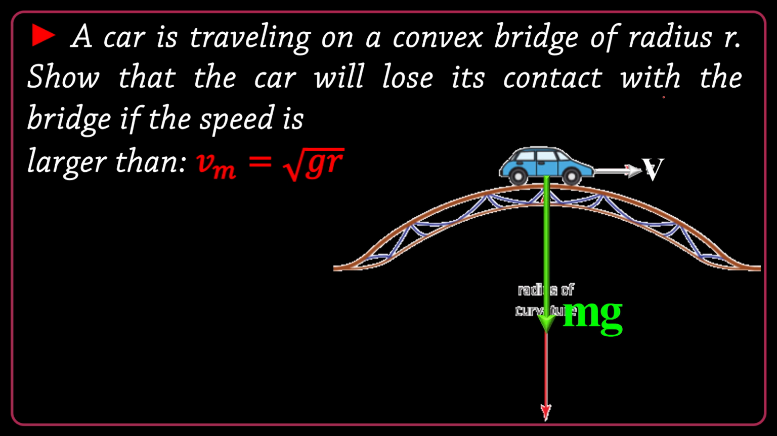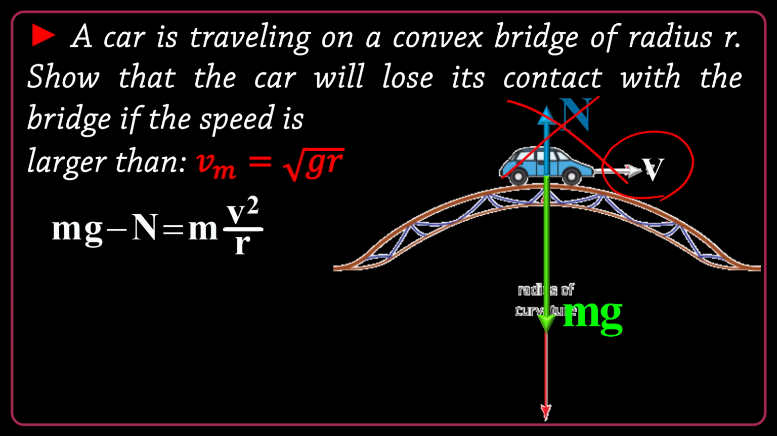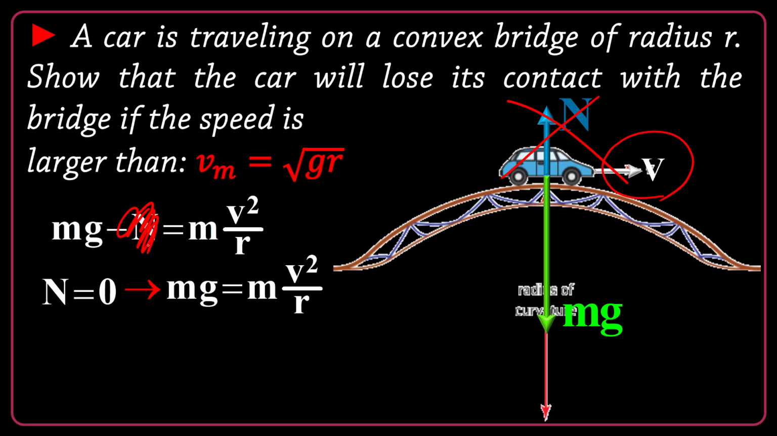Okay, so there is just mg. Forget about normal force. The reason is that the speed is so high that there is no need for normal force. mg will supply the whole Fc. So here, in general I have N, but I will ignore it. I will write mg minus N in general to be mv squared over r, and then let's drop the N. So mg is going to be mv squared over r.